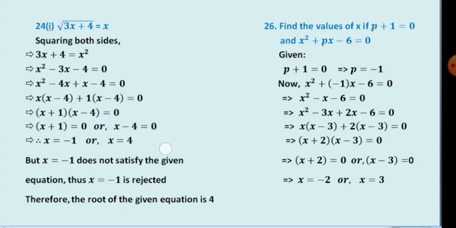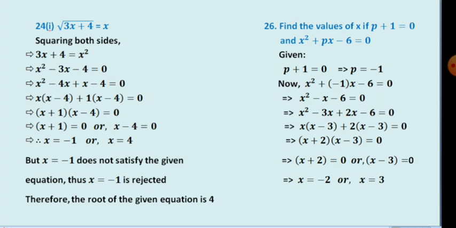Again, now putting the value of x equals to 4. So 3 into 4 is 12, 12 plus 4, 16. So root over 16 is plus 4, and on the right hand side, x is also equal to 4. Therefore the second root is fulfilling the equation. So in this case, we'll write that x equals to -1 does not satisfy the equation, therefore it is rejected. So here the answer or the root of the given equation will be 4.